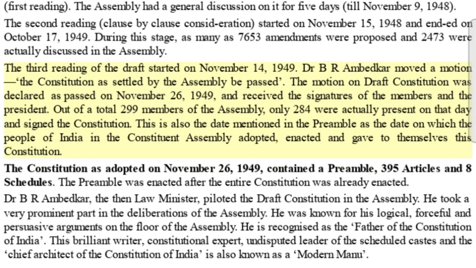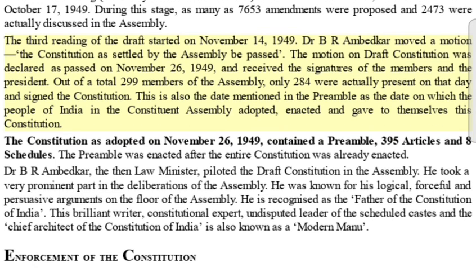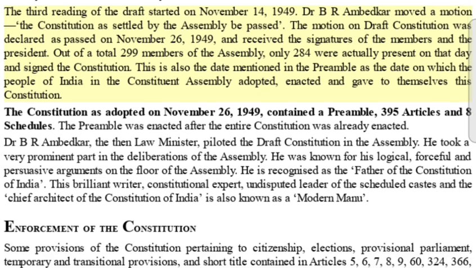The third reading of the draft started on November 14, 1949. Dr. B.R. Ambedkar moved a motion, "The Constitution as settled by the Assembly be passed." The motion on the draft Constitution was declared as passed on November 26, 1949, and received the signatures of the members and the President. Out of a total 299 members of the Assembly, only 284 were actually present on that day and signed the Constitution. This is also the date mentioned in the preamble as the date on which the people of India in the Constituent Assembly adopted, enacted and gave to themselves this Constitution.